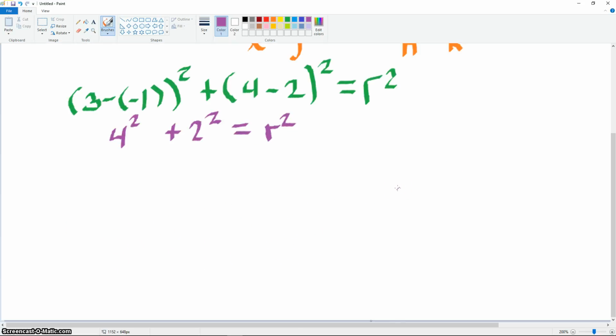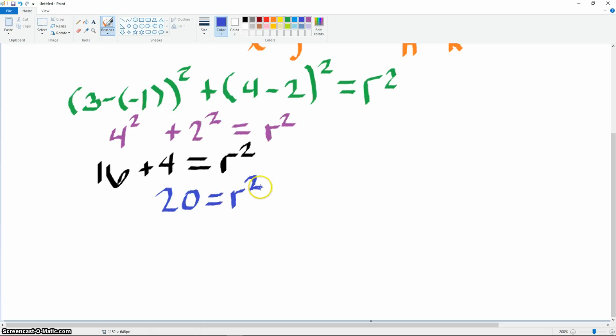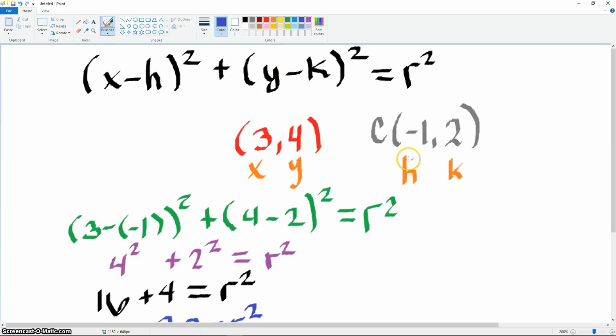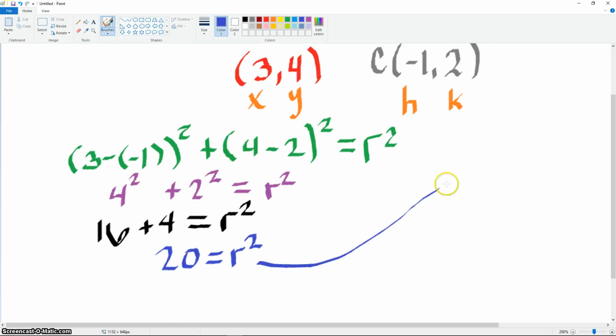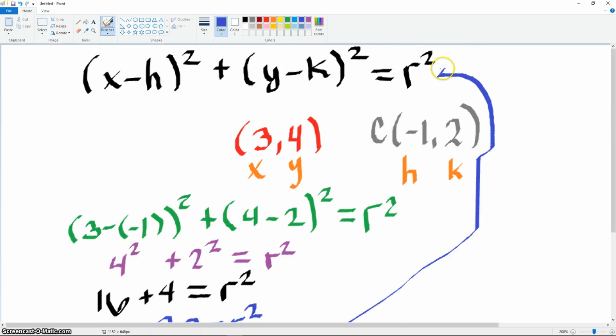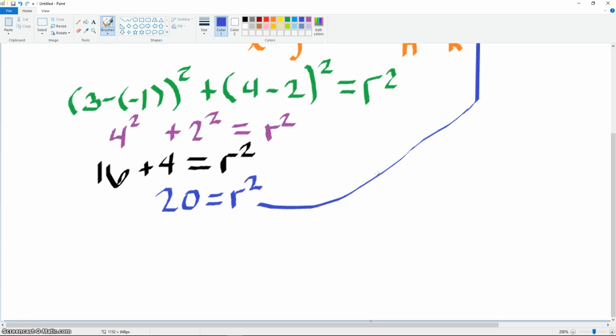Okay. From there, we still clean it up because 4 squared is 16, plus 2 squared is 4, and that still gives us r squared. And 16 plus 4 is 20, is equal to r squared. And if we notice, that's exactly what we want to plug in. R squared is what we want to plug into the equation.